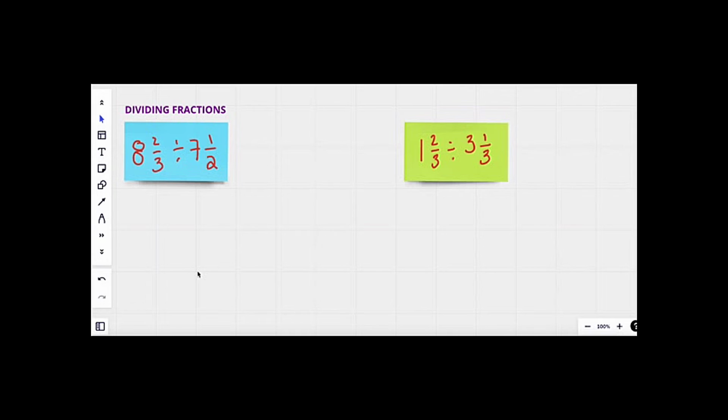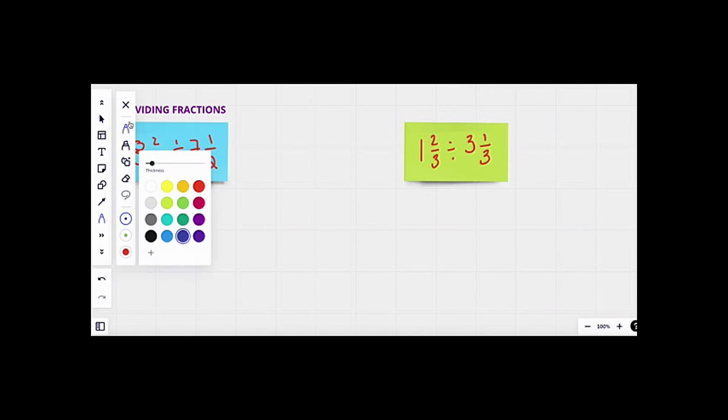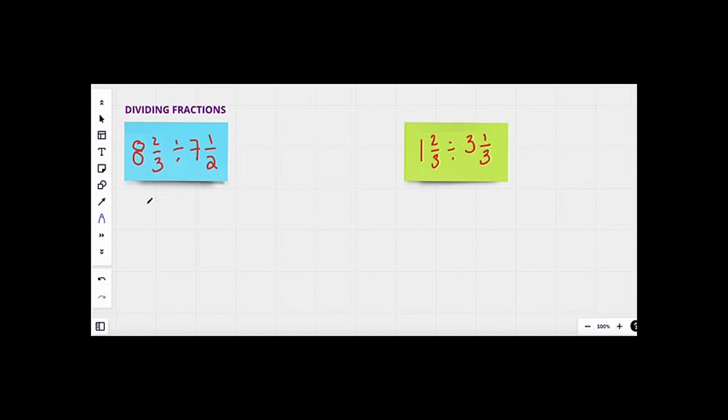Okay, now we're going to take a look at mixed numbers. So what about when we're dividing mixed fractions? Fractions that have mixed numbers in them. So we're going to take a look at this first one here. We've got 8 2/3 divided by 7 1/2. Because they're mixed numbers, the first thing we want to do before anything else is convert those into improper fractions. If you don't know how to do that, I do have another video on how to convert improper fractions into mixed numbers or mixed numbers into improper fractions.